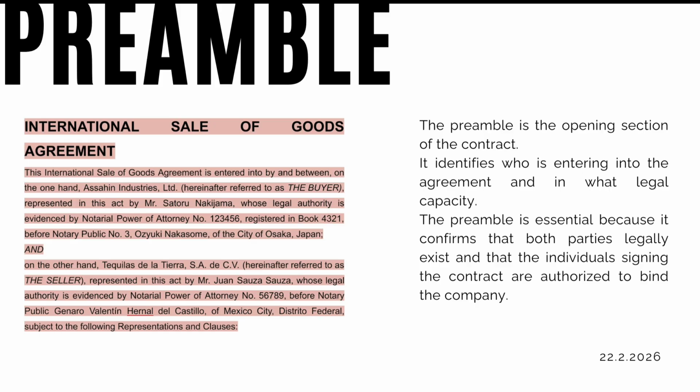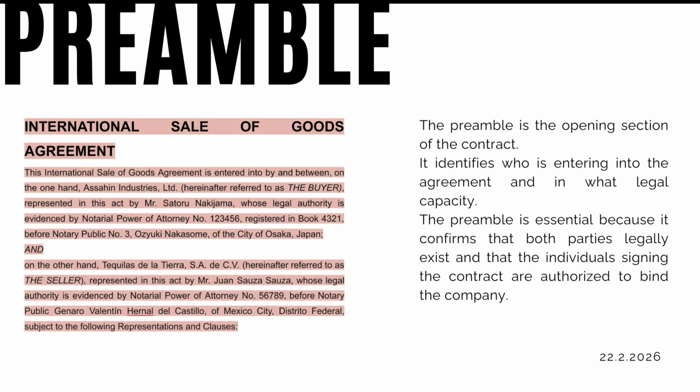First, we start with the preamble. The preamble is the opening section of the contract. It identifies who is entering into the agreement and in what legal capacity. In our example, the parties are Asahin Industries as the buyer and Tequilas de la Sierra as the seller.